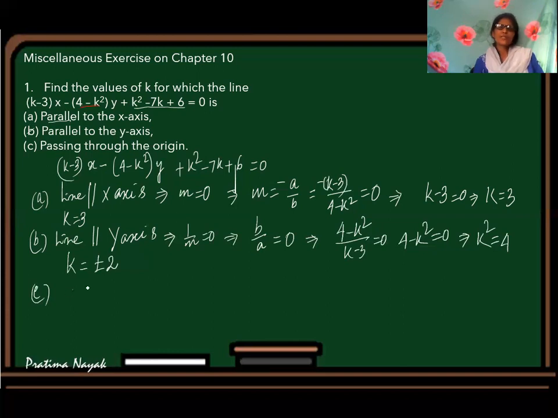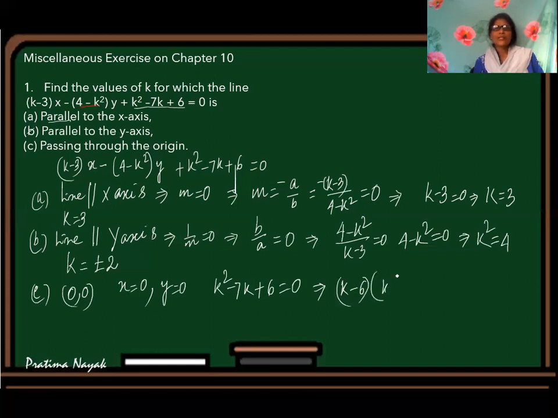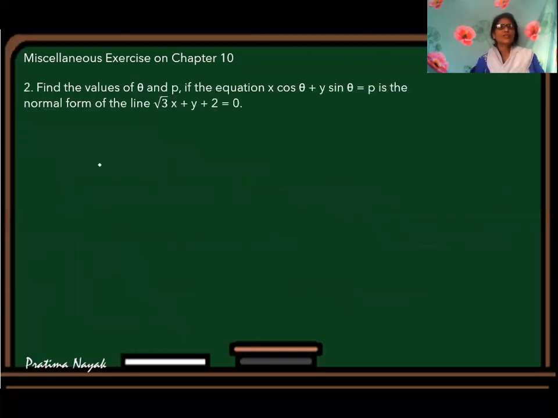Now coming to C, passing through the origin. Passing through the origin means it is (0, 0), so in place of x you put 0, in place of y you put 0. You are getting k square minus 7k plus 6 is 0. Now split the middle term: (k minus 6)(k minus 1) is 0. So this gives either k is equal to 6 or k is equal to 1.